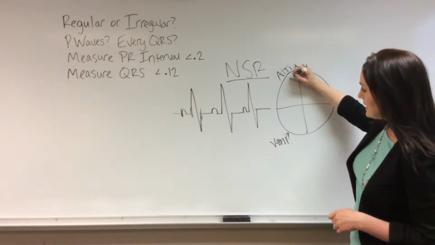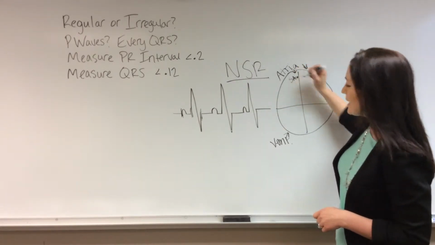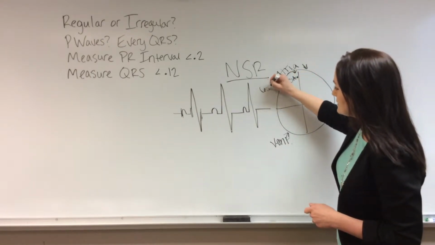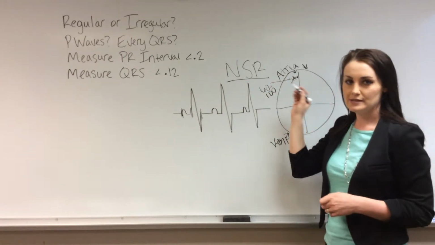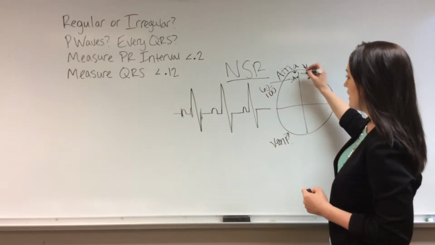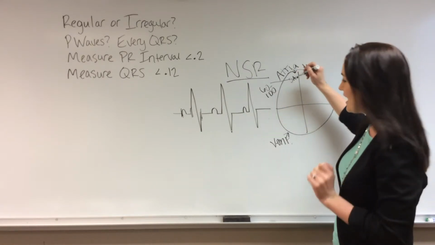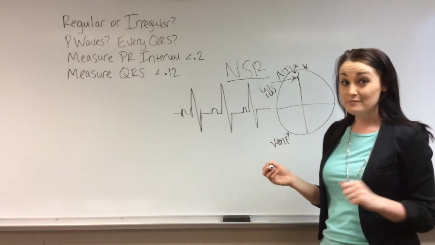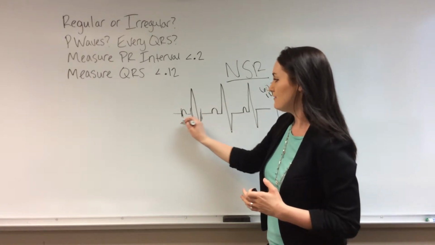Your SA node resides way up there in the atria. So that's your pacemaker of the heart. And that normal rate is going to be 60 to 100. So with normal sinus rhythm, that's where this electrical impulse is going to start. So the SA node fires, it says, all right, atria, contract. It sends the impulse down, and providing we have mechanical capture, we get a nice P wave.